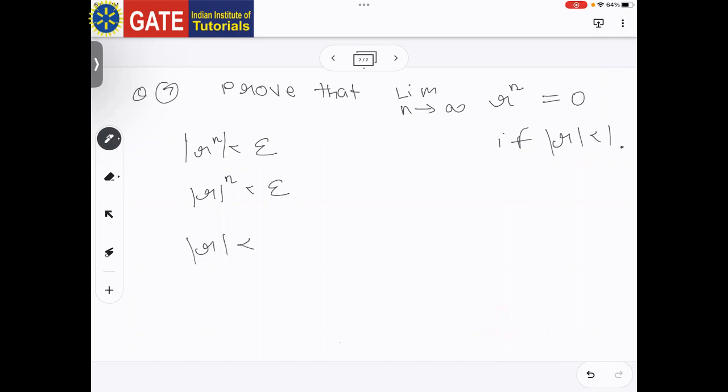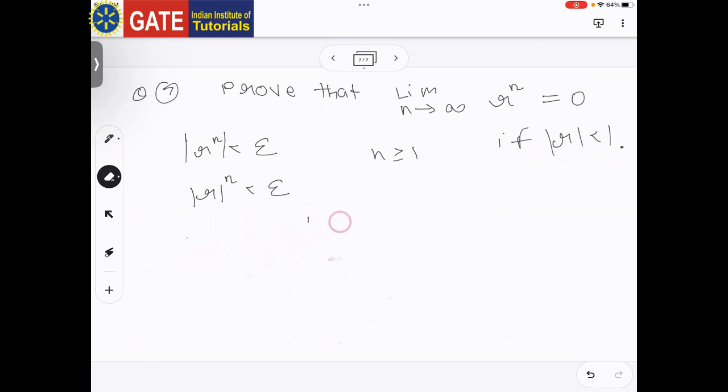So modulus of r is lesser than epsilon^(1/n). But we need n, no? How will you find n? Sir, in this, n is always greater than or equal to 1, a sequence. Yes, sir. So how will you find n from here?